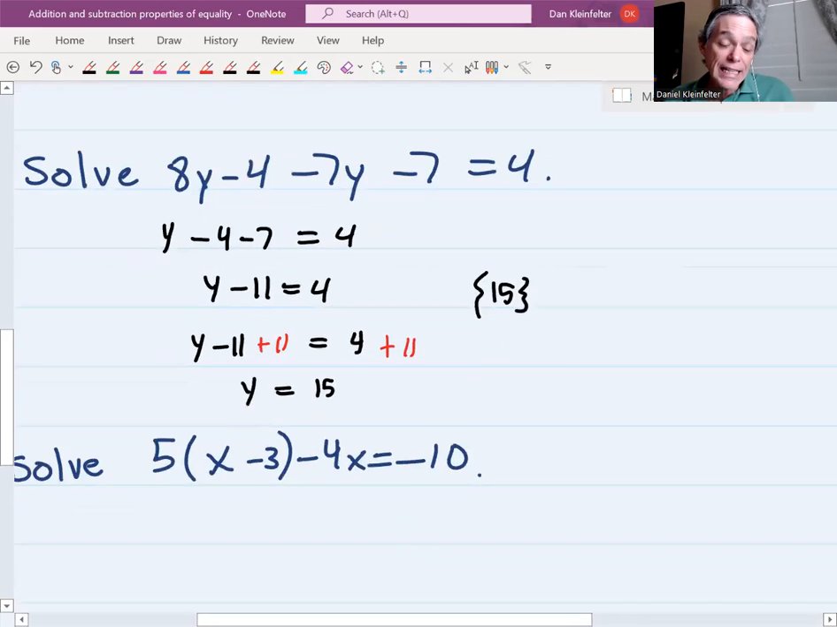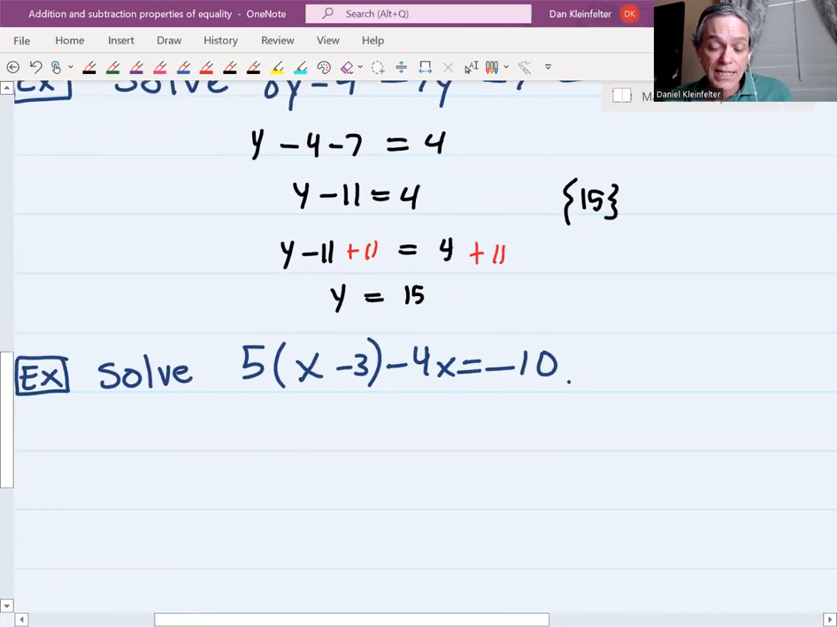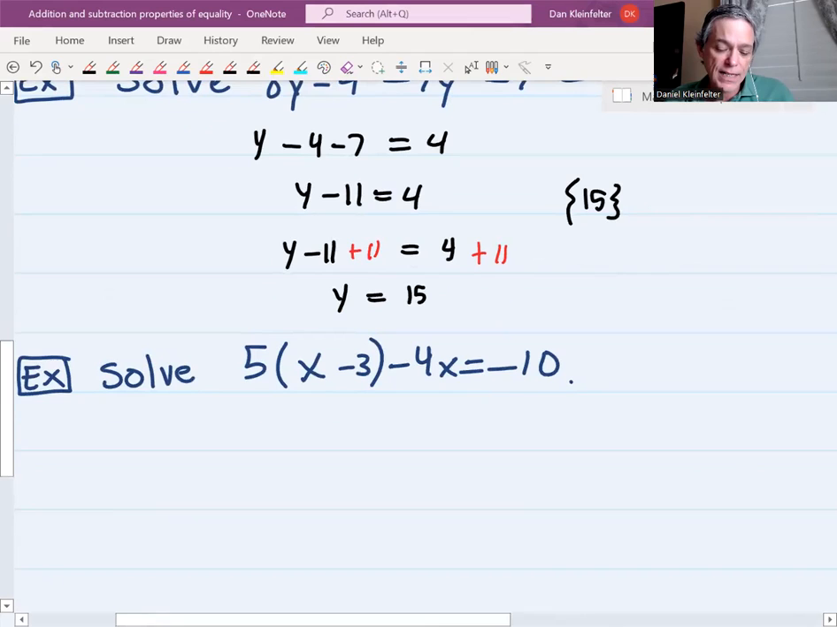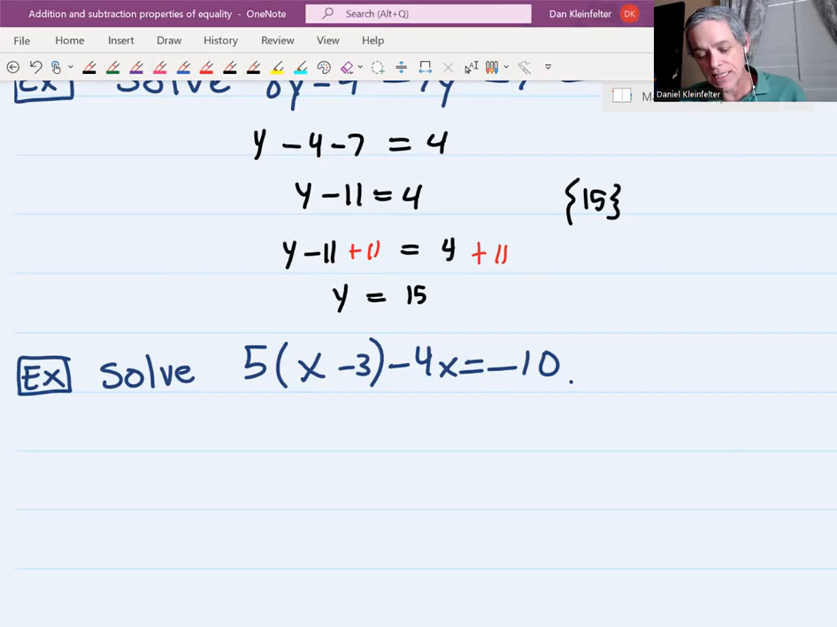Okay, in the next one also, we're going to need to simplify. This time we're going to need to distribute to remove some parentheses. We're going to need to combine like terms, and then we will go from there. So for this one, take a minute, pause the video, and try it yourself, and then restart it and see how you did.